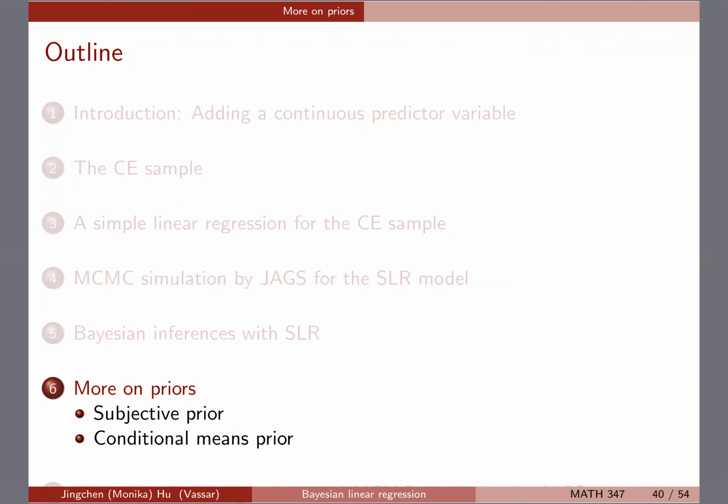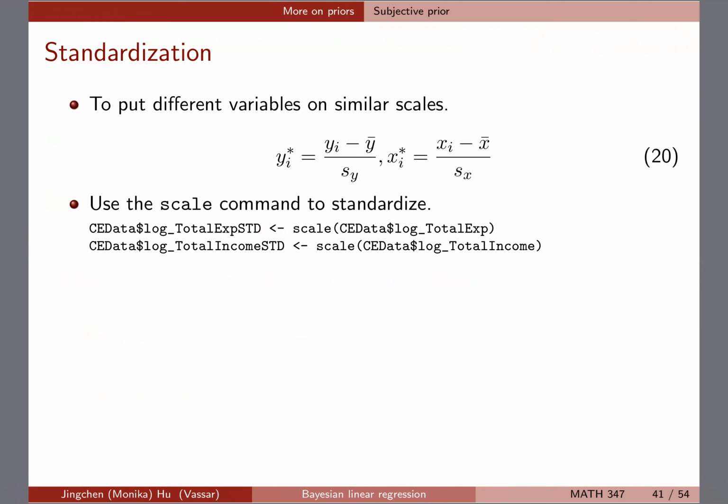But there are other things you can do. I want to cover two ways that are also interesting. If you do have more information coming in, then you might want to give a more informative prior. Two ways you can do this: one we call the subjective prior, or informative prior in some sense, and the other one is conditional means. Let me first talk about the subjective prior, meaning that I already have some information. I want to incorporate that into my prior specifications.